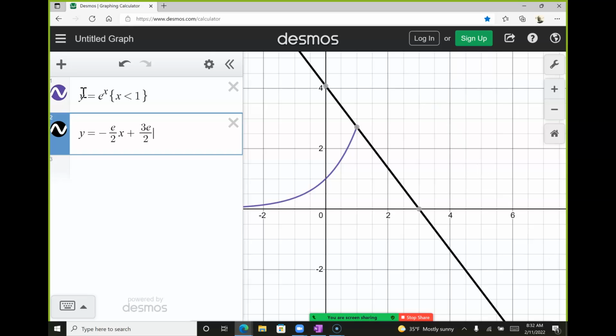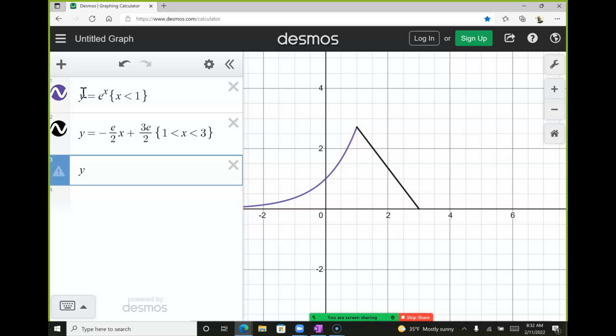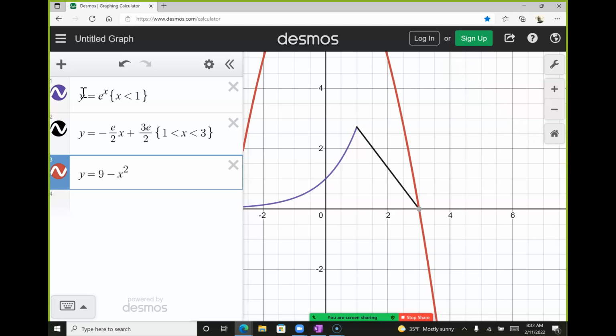And that's nice because you can see it connect already, right? So I probably don't even need to do the piecewise part of it, but I will anyway, for x between 1 and 3. It's really an equal sign there, but it doesn't change the way the graph looks. And then finally, y equals 9 minus x squared for x greater than 3. And there it is. Right?